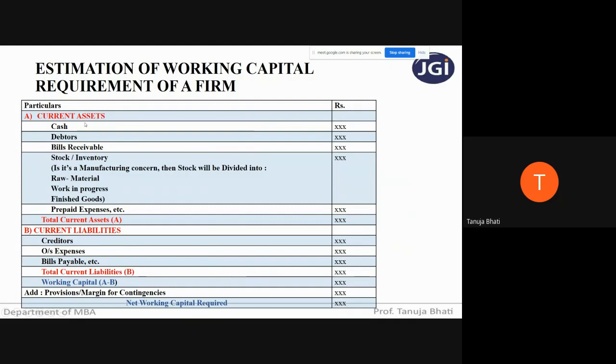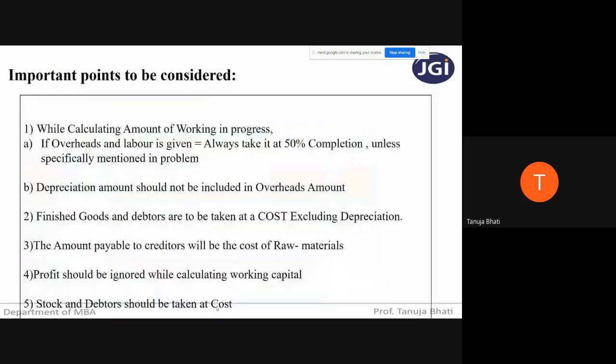At first, you have to start with the current assets, list down all the current assets, and take the total of current assets as A. Then write the current liabilities, list down all the current liabilities that are given in the problem. Take the total of current liabilities and name it as B. So working capital is nothing but your A minus B. To that you add certain provisions or margin for contingencies, and you get the net working capital required. So this is the format which you have to prepare when you are asked to determine the working capital requirement of a firm.